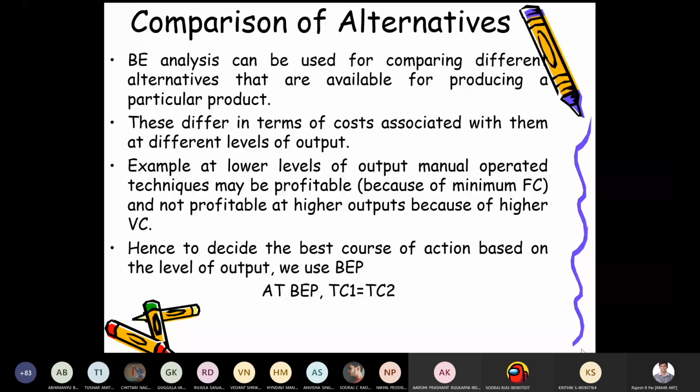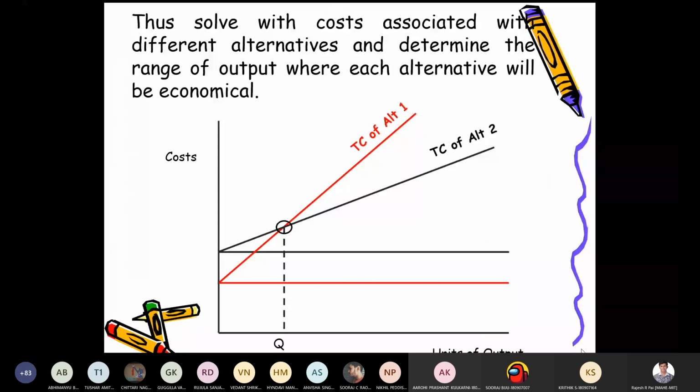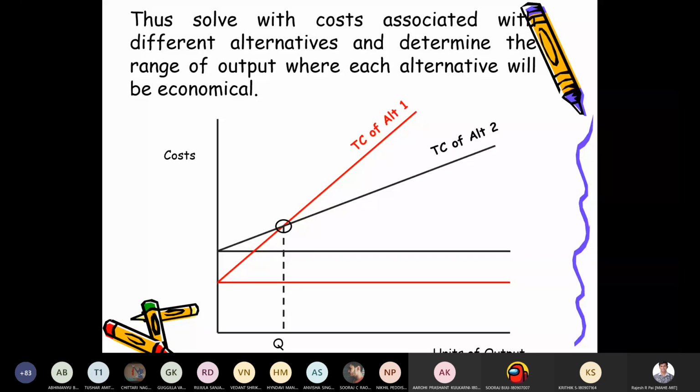So here when we compare, we even consider the break-even point. This is a graph which shows the total cost. You have a fixed cost, which has been indicated here, and this is the total cost curve. The total cost of alternative one is given like this, highlighted in red, and the total cost of alternative two is given in black. You have the x-axis, which is the unit of output, and the y-axis as the cost.